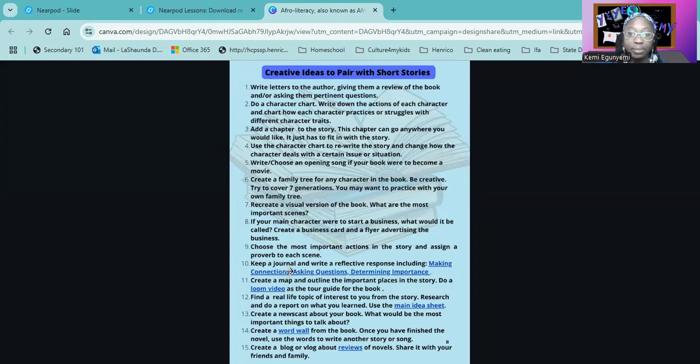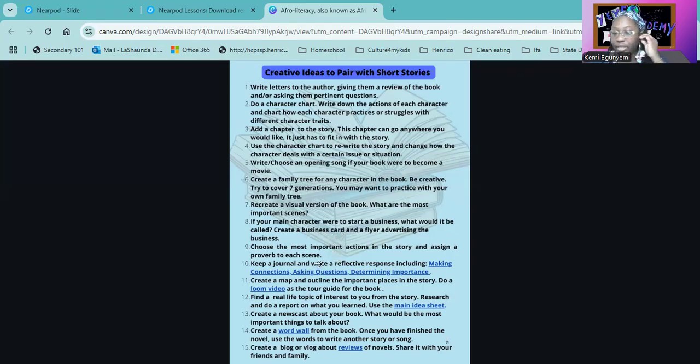They can start to keep a journal. They can assign a proverb to the story. Write a letter to the author, this time giving them a review of the book. Add a chapter. We talked about that. Create an opening song. Create a family tree for any of the characters. Create a visual version of the book, just all pictures.